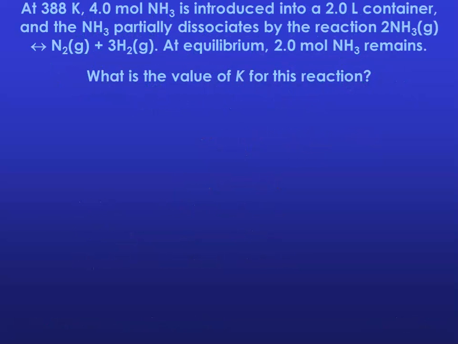Here we have 4 moles of ammonia that's being introduced into a 2-liter container, and the ammonia partially dissociates. You've got that equation. At equilibrium, you have 2 moles of ammonia remaining. So we have an initial amount of ammonia and we have an equilibrium amount of ammonia. Start with writing your equilibrium expression, products over reactants, because we were breaking down ammonia. Ammonia will be a reactant, nitrogen and hydrogen will be our products.